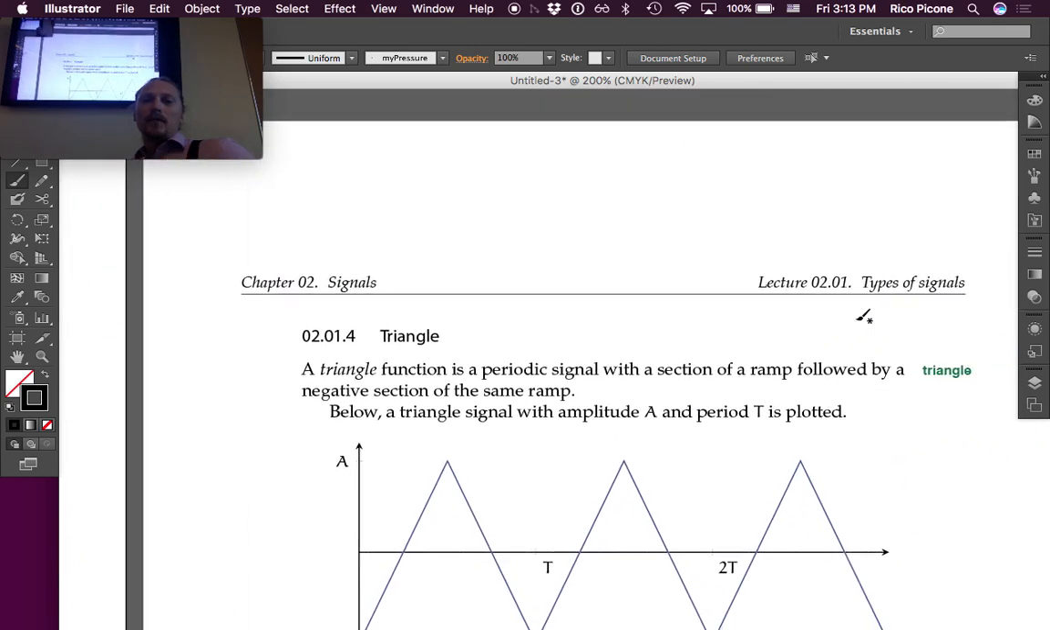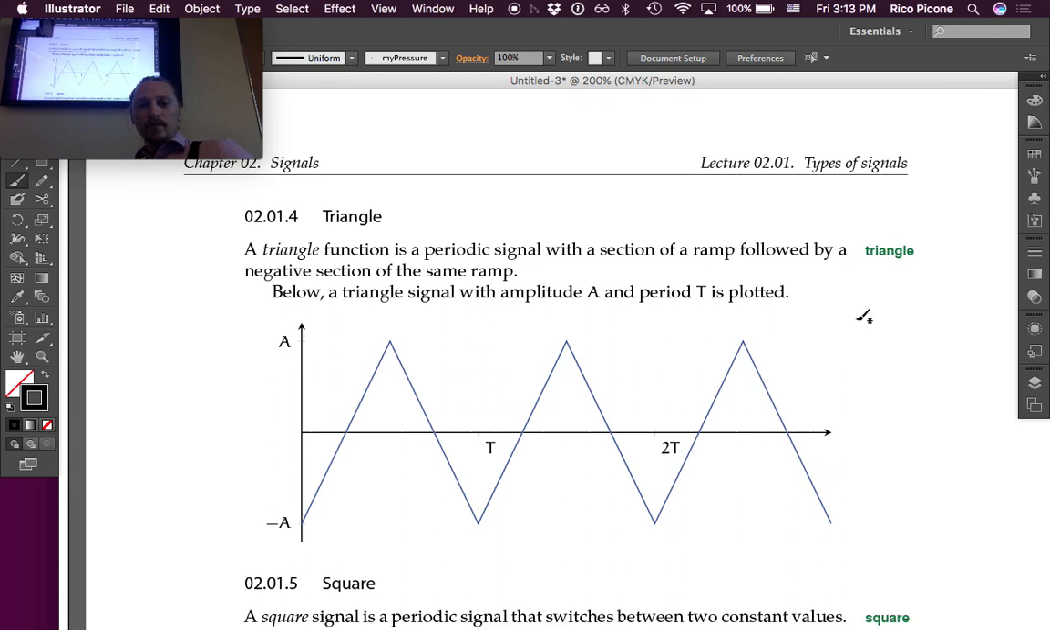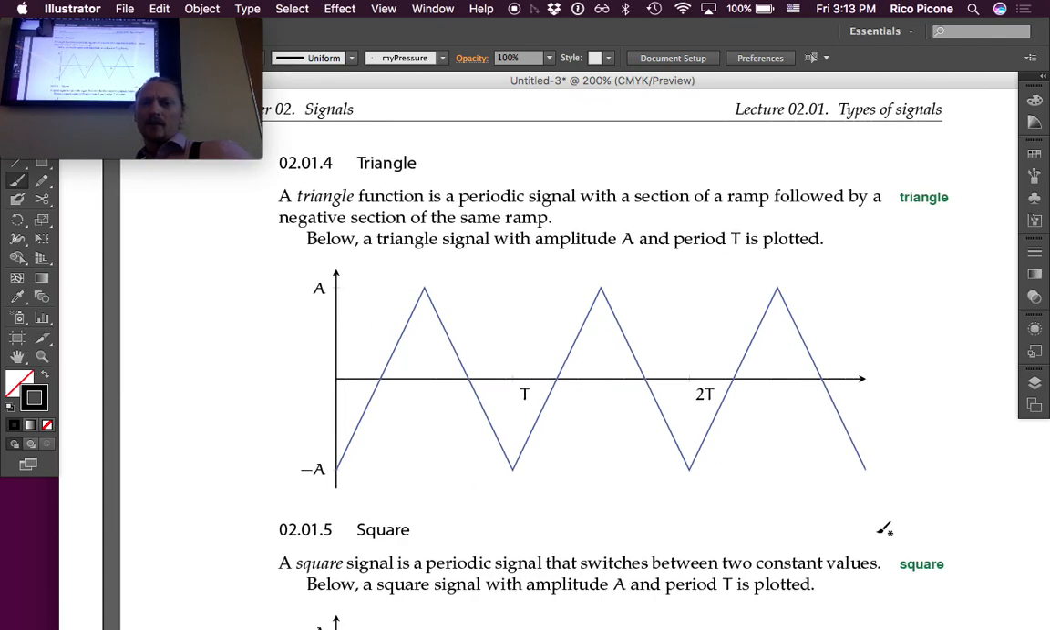The triangle function is a periodic signal with a section of a ramp followed by a negative section of the same ramp. Below, a triangle signal with amplitude A and period T is plotted. Notice how it's different from the sawtooth, because the sawtooth went up and then straight down, whereas the triangle goes up and then ramps back down.